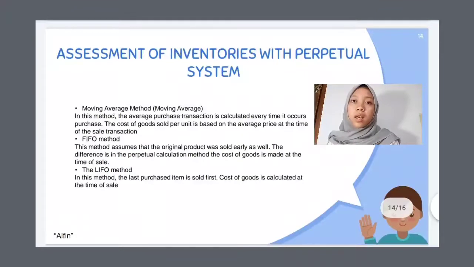As well, there is a difference in the perpetual calculation method. The cost of goods sold is calculated at the time of sale. The first method is the LIFO method.